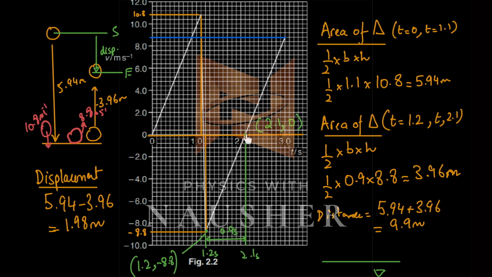You know that at this point, the speed was 0 and the time was 2.1. So 2.1 and 0. Just use these two coordinates, y2 minus y1 over x2 minus x1. And that is how you can get the acceleration.